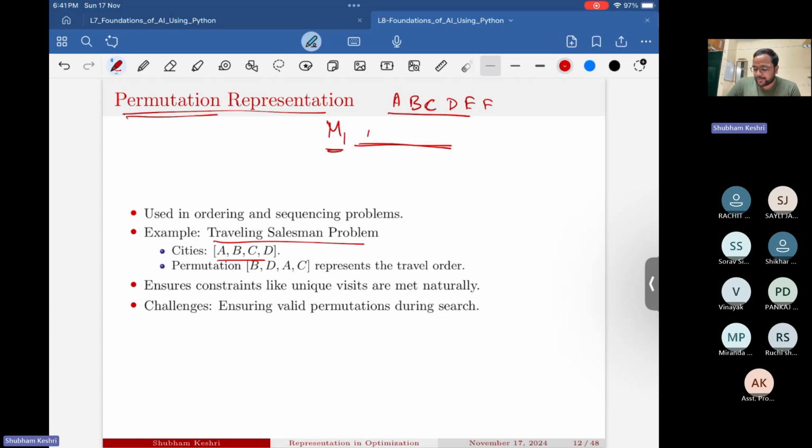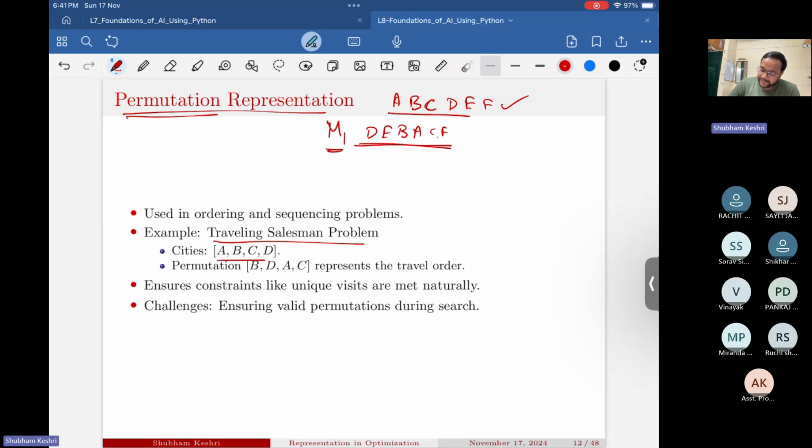So one solution is this, another solution is D, E, B, A, C, F, something like that, right? Any permutation is a solution to this problem. Everything is all right, right? Understood, right? Any doubt?